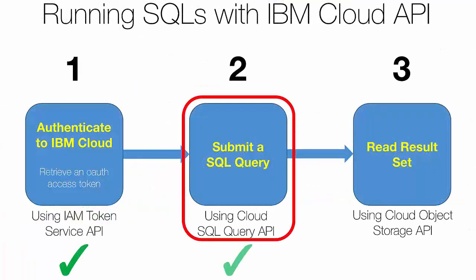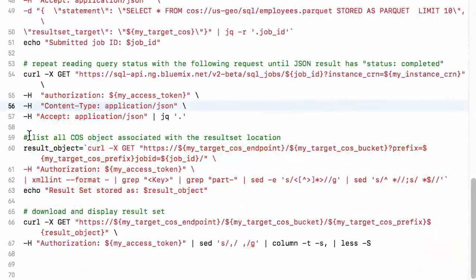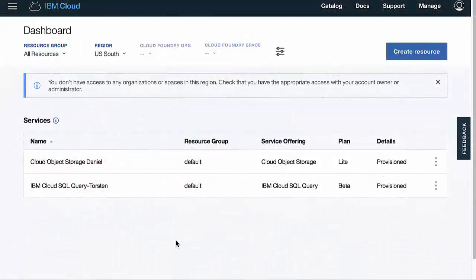So this finishes our second phase, and now we can proceed to the final phase, which is reading the result. To accomplish this, we use yet another API of the IBM Cloud. It's the API of the Cloud Object Storage. Here you can see where you can find the documentation.